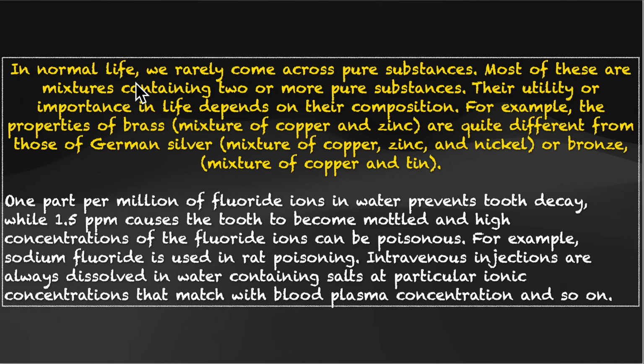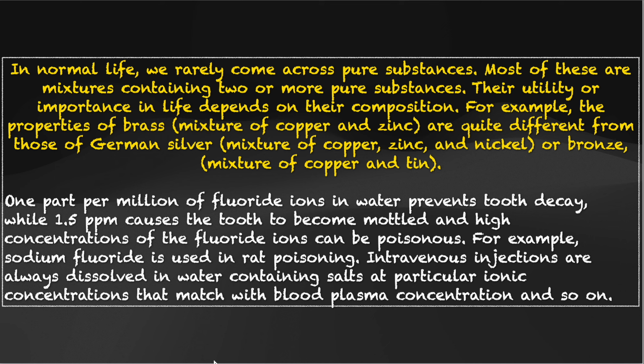In normal life, we rarely come across pure substances. Most of these are mixtures containing two or more pure substances. The utility or importance in life depends on their composition. For example, the properties of brass, a mixture of copper and zinc, are quite different from those of German silver, which is a mixture of copper, zinc, and nickel, or bronze, which is a mixture of copper and tin.